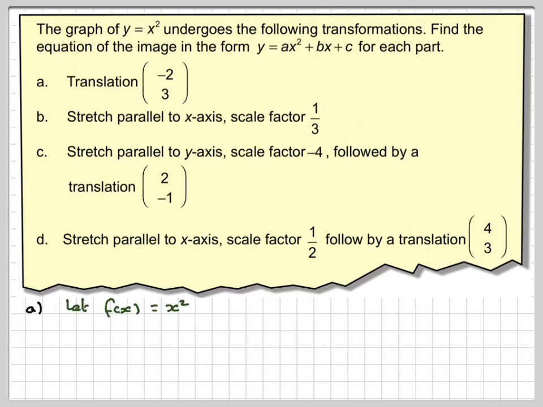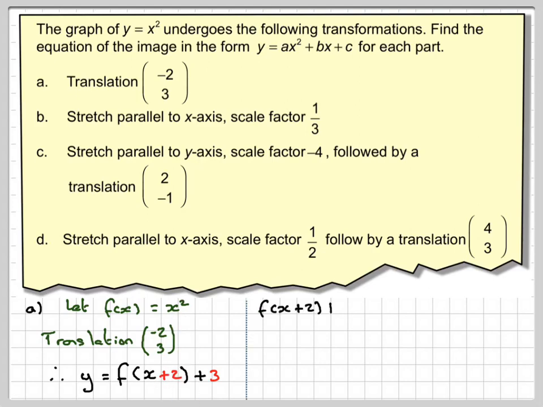So let f of x be equal to x squared. So a translation (-2, 3) means that we need to do f of x plus 2. Remember, the sign is always opposite, and then add 3. So what we do, we substitute in here instead of x, x plus 2. So we get f of x plus 2 plus 3 will be x plus 2 all squared. So we put in x plus 2 instead of x, and then add 3.